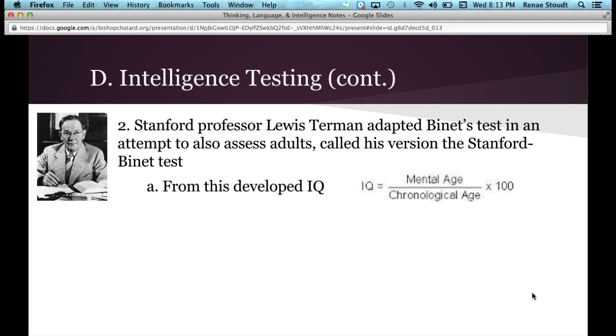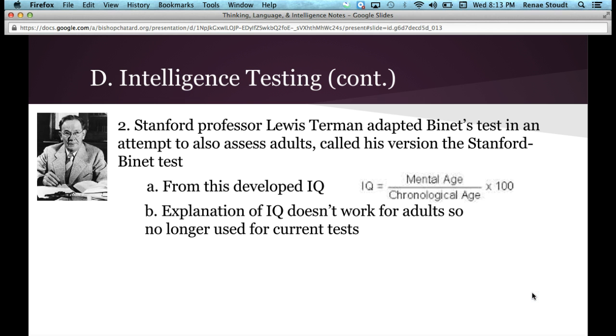Now, this sounds all well and good, and this works well for kids, but it doesn't really work well for adults. For example, what does it mean to have somebody have a chronological age or a mental age of 40? I mean, most people will argue that you grow in your intelligence, but it's not like your mental age is going to be any different from, say, a 30-year-old to a 40-year-old, right? So it doesn't really work that way.